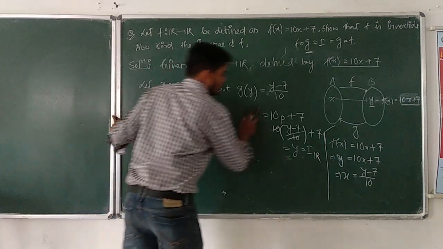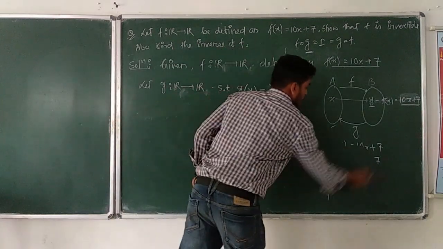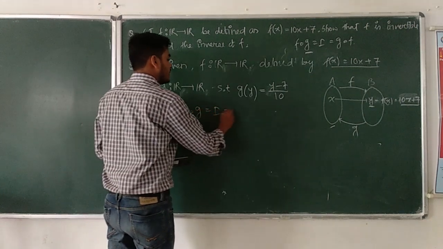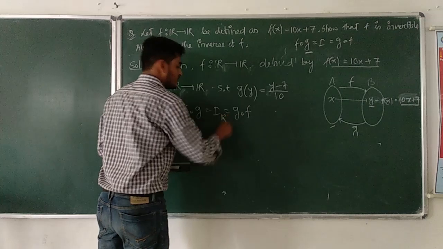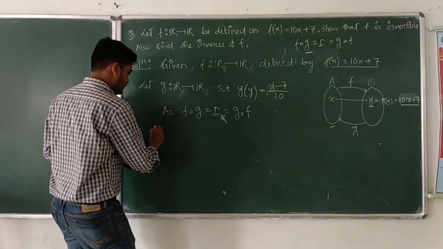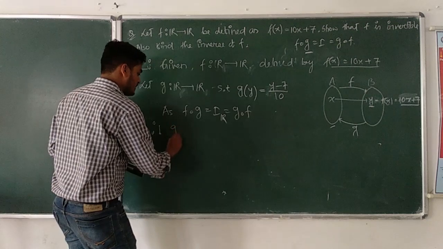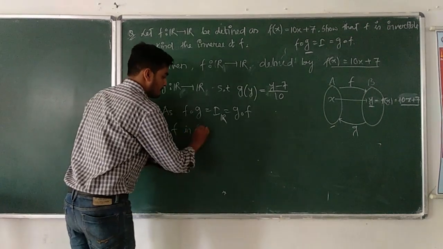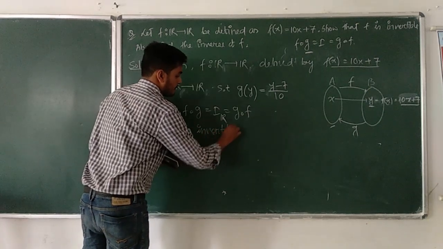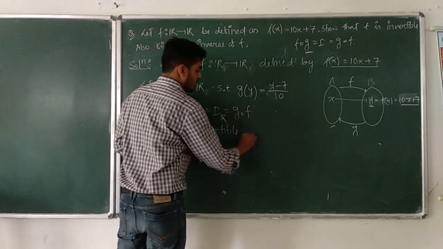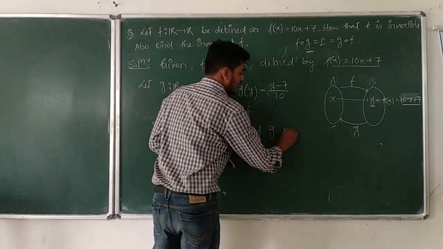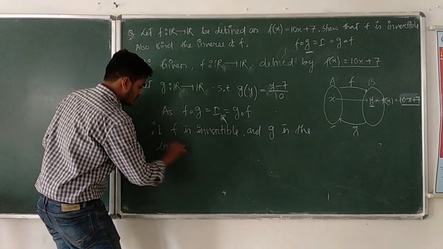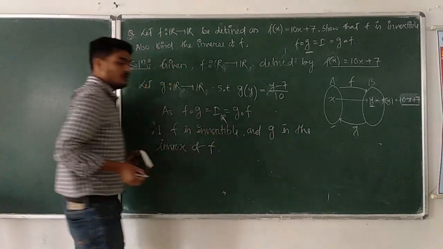So I am going to write f naught z is equal to I, equal to z naught f. Both the functions are I r. Therefore f is inversible and z is the inverse of f.